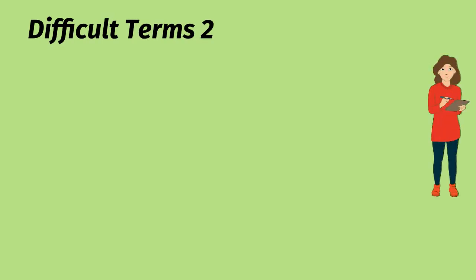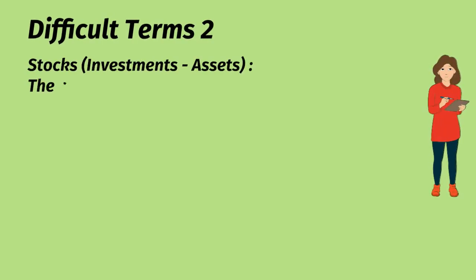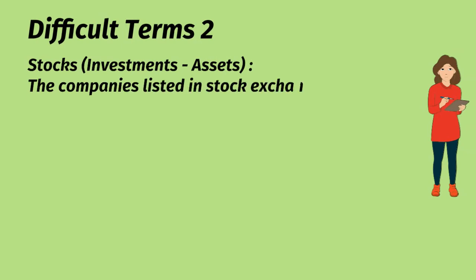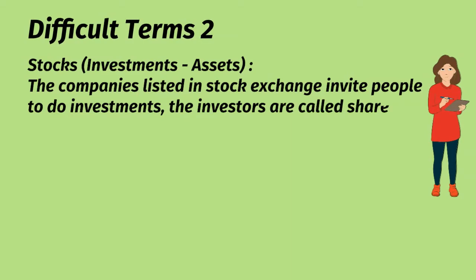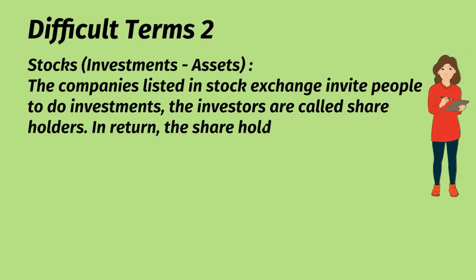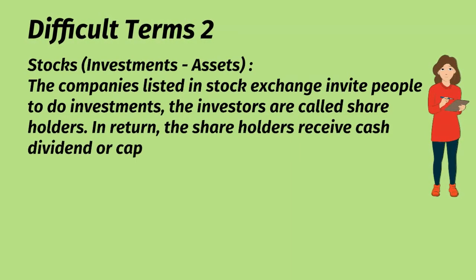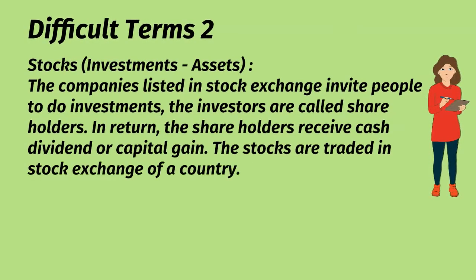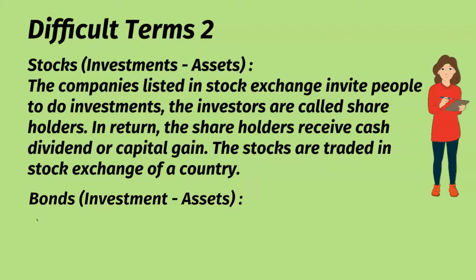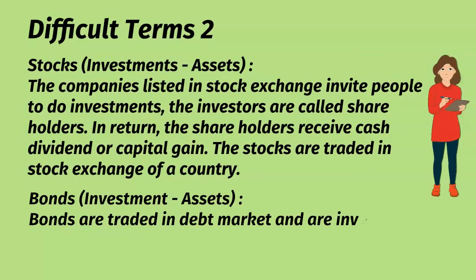Difficult terms 2. Stocks. The companies listed in the stock exchange invite people to do investments. The investors are called shareholders. In return, the shareholders receive cash dividend or capital gain. The stocks are traded in the stock exchange of a country. Bonds. Bonds are traded in the debt market and invested in for earning markup.